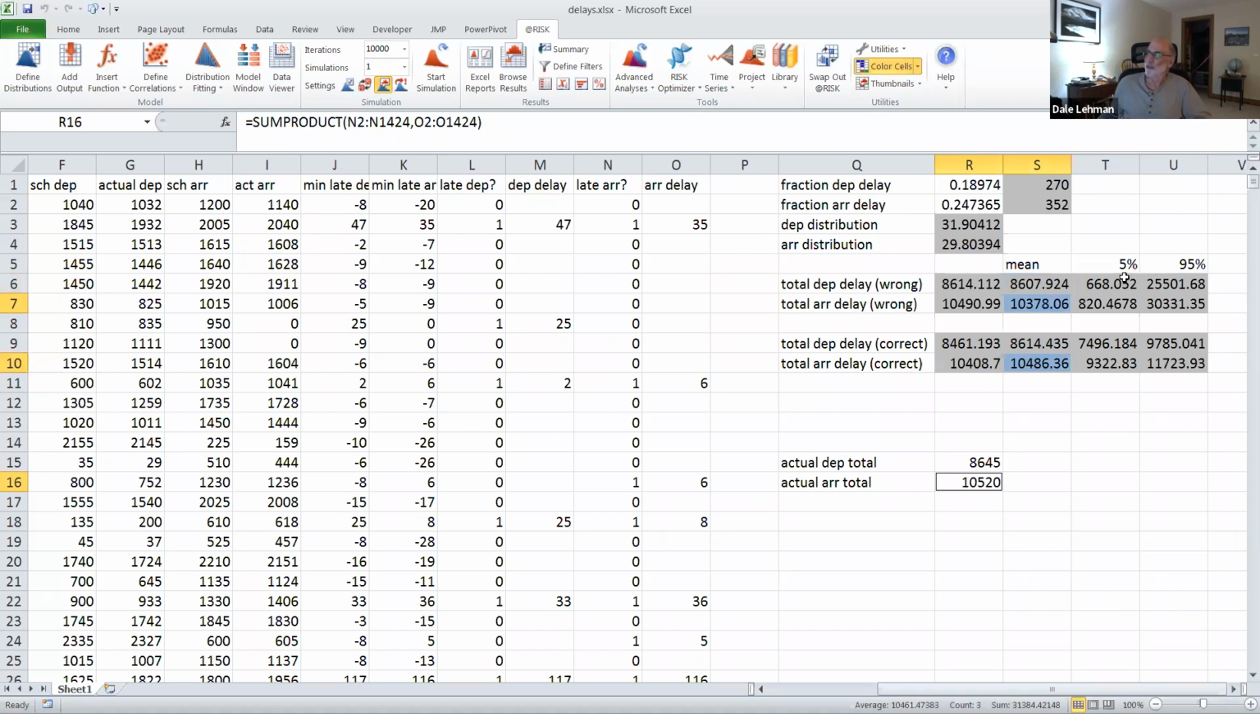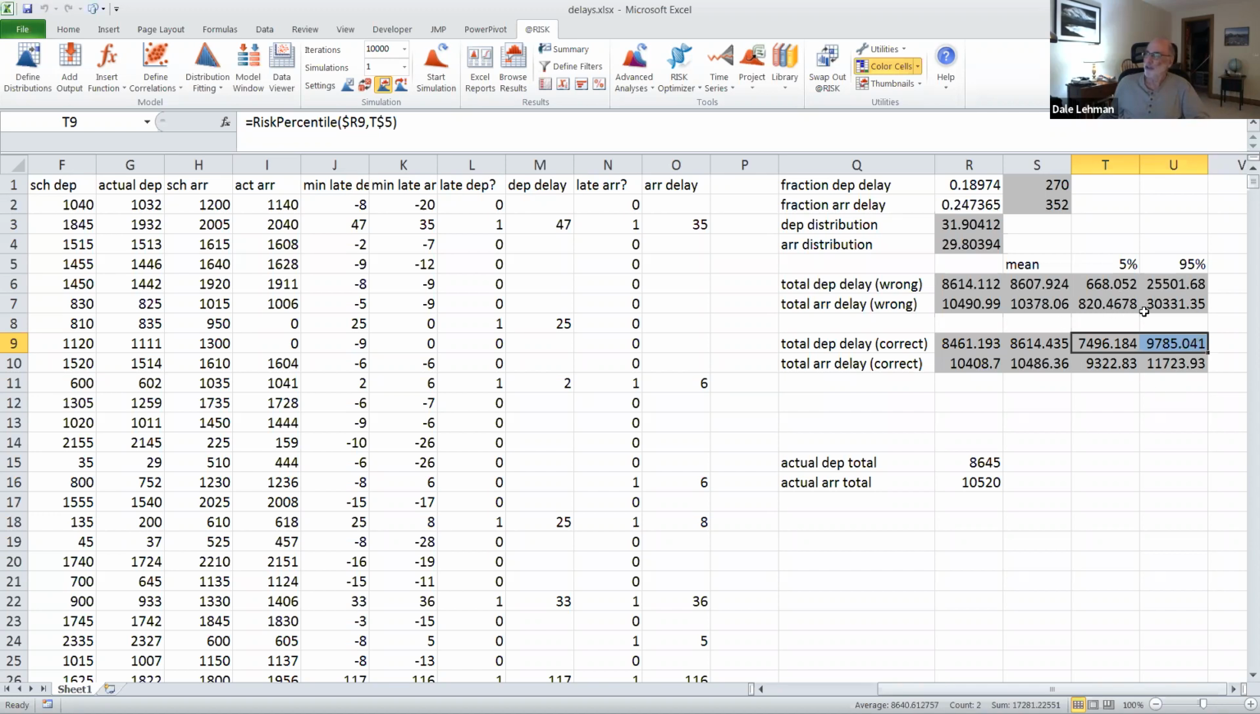The 90% confidence interval done the wrong way would be from 668 to 25,000 minutes. The correct confidence interval is more like 7,500 to 9,800, much narrower. The reason is, doing it the wrong way, we're assuming every single delayed flight has exactly the same number of minutes of delay, whereas some delays are short and some are long. When you have on the order of hundreds of flights being delayed, it matters that some are long and some are short; they average out, and you get a much narrower confidence interval.